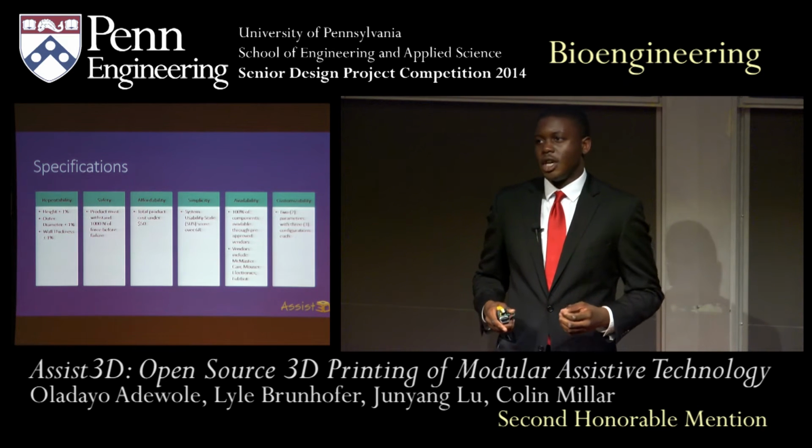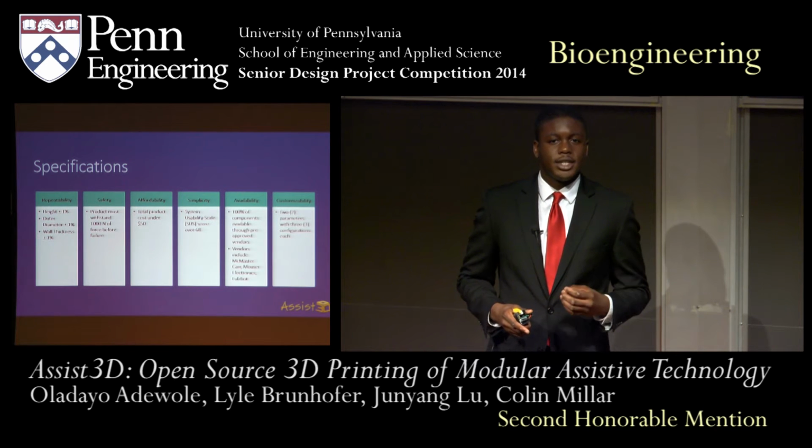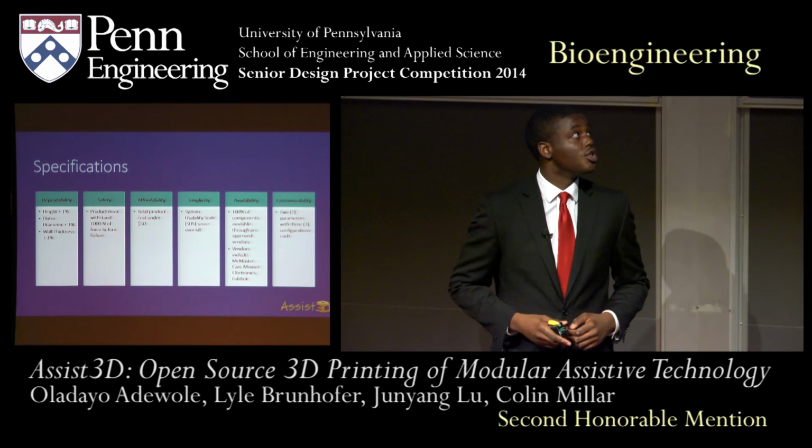We use the system usability scale, which is just an industry standard that companies use to judge how intuitive it is to use a system. And we want to get a 68 or above on this test, which is, again, the industry standard.